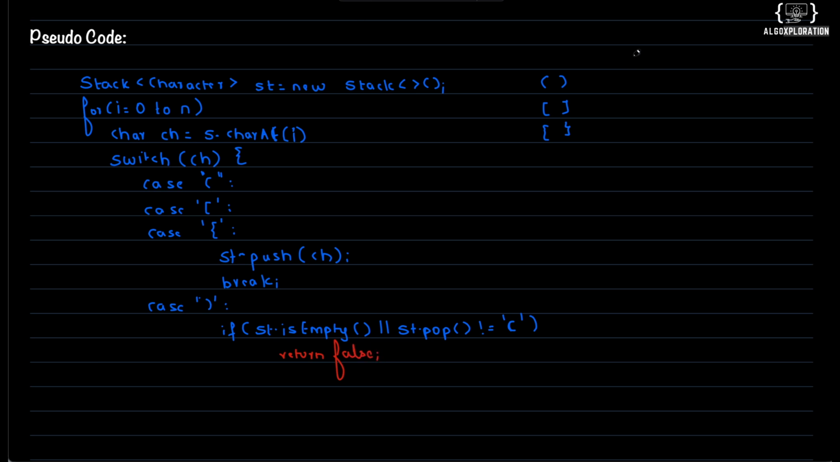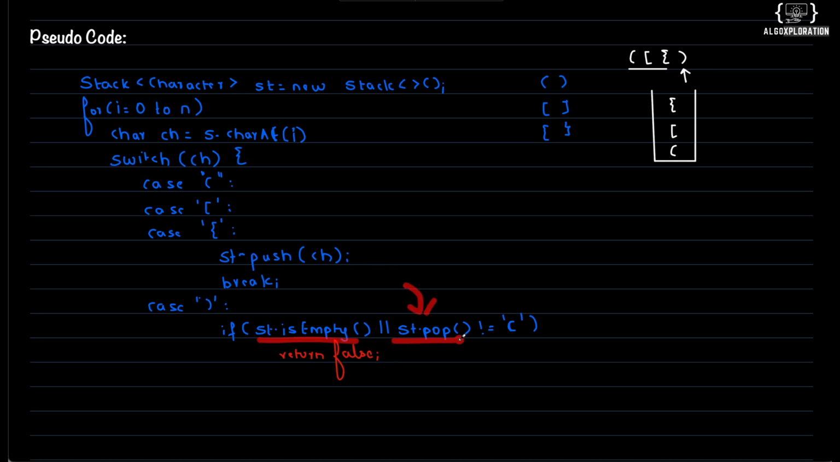So the input looks like this, and here we have the stack. For these three opening braces, I'll simply push them. Now for this closing brace, first I need to check whether the stack is empty. Here I do see that the stack is not empty, so it will not return false, right?